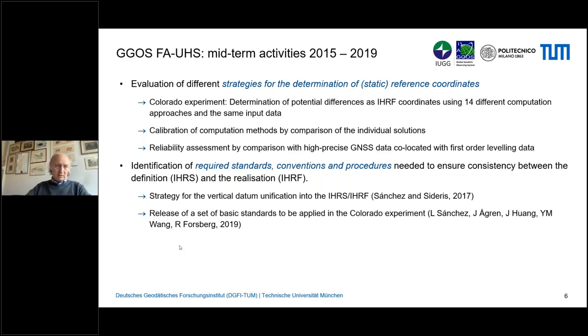The Colorado experiment was quite a fruitful experiment because 14 different computation methods, 14 different groups were actively cooperating in that, and it was possible to calibrate different methods to see the differences in an area, the Colorado area, which is quite a challenging area due to the fact that you have high mountains and plains.